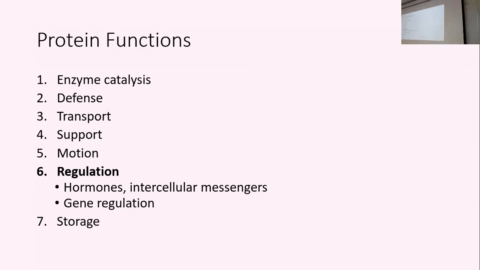Hormones are proteins, right? So proteins play a big part in regulation of processes in your body. Hormones that are made in parts of your body that communicate things to other parts of your body, let it know what needs to be happening. These intercellular messengers, they also function in gene regulation, what sorts of genes your body's expressing at any point in time.